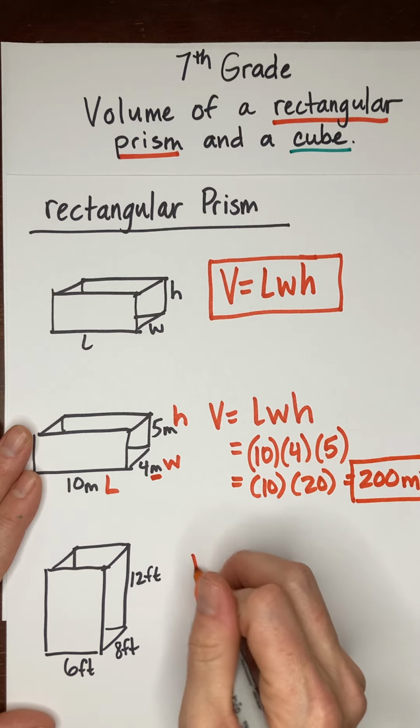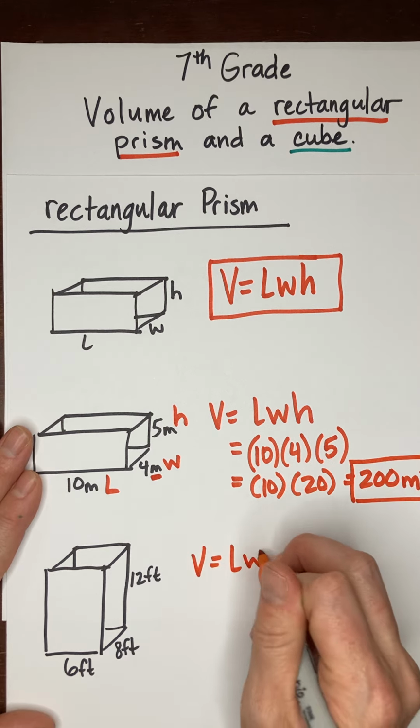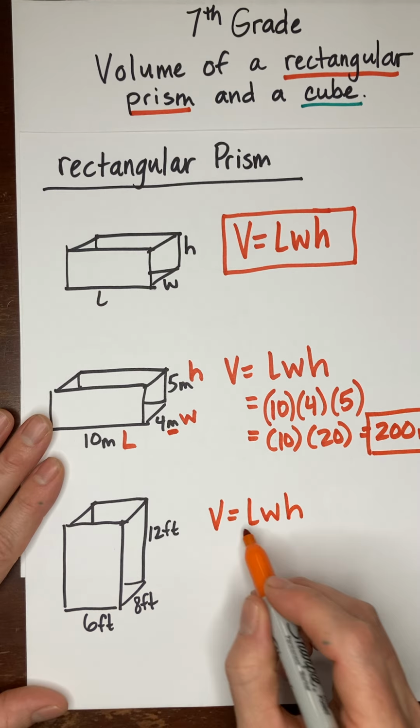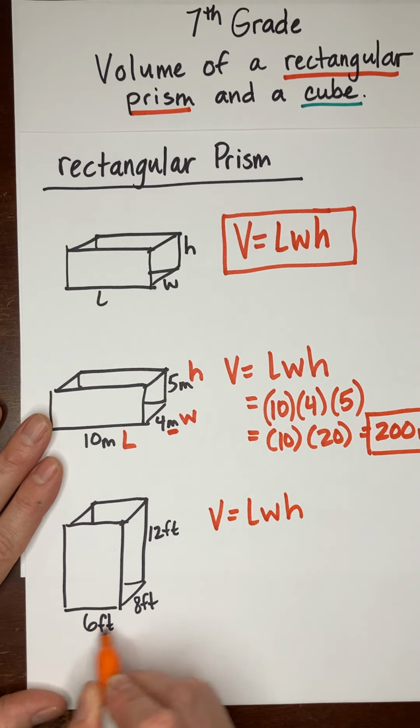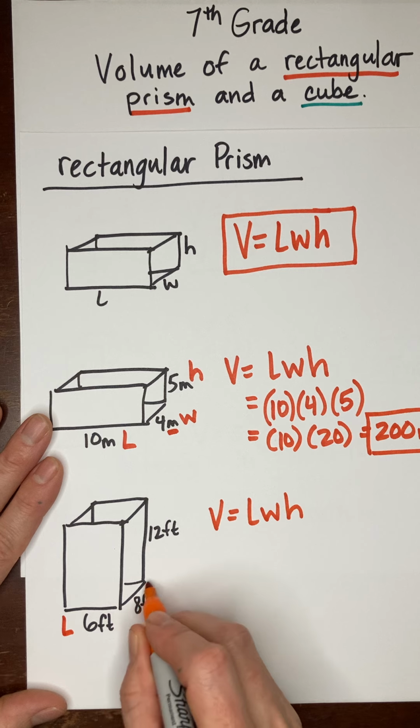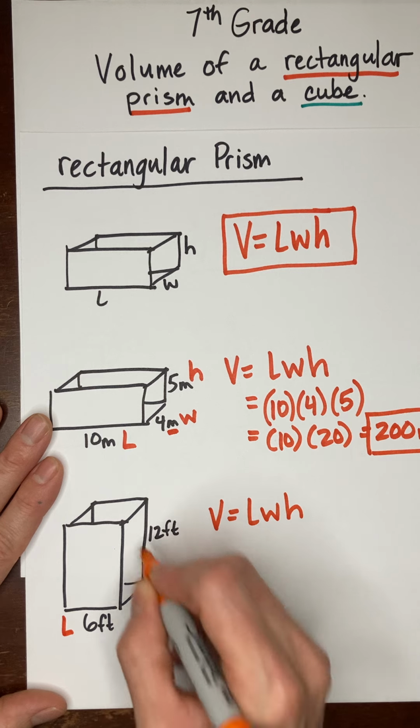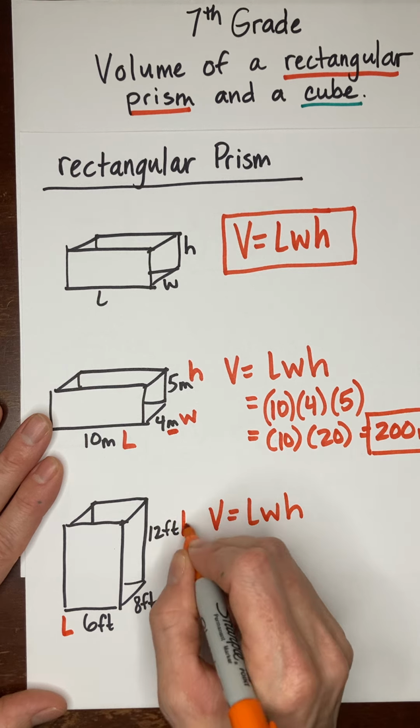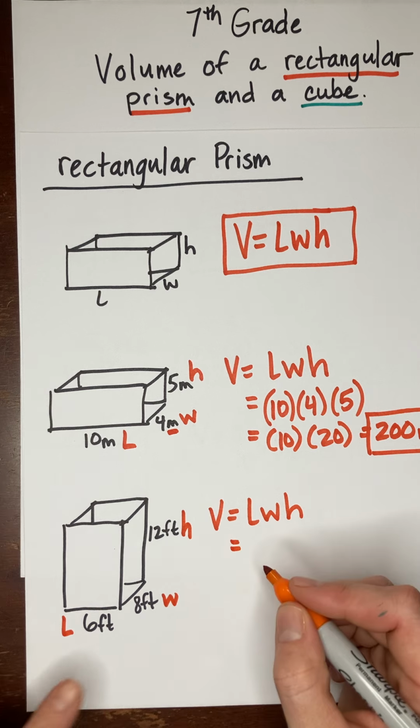Okay, let's do this one. Always write down my formula first, then label my sides. I need L, W, and H. I'm going to do this side here as L. I'm going to do this distance here to the back as W, and this here as the height. Okay, let's plug them in.